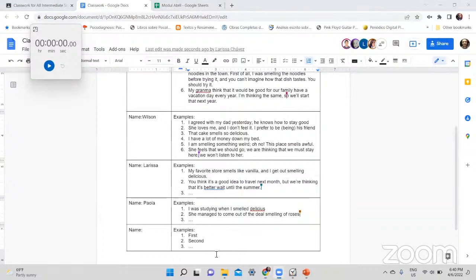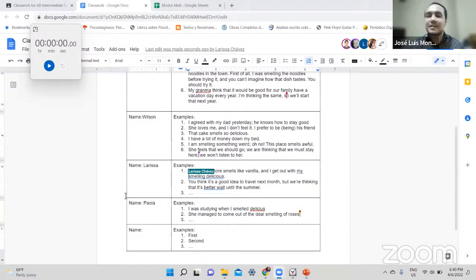Okay, I'm smelling something weird. Oh no, this place smells awful. She feels that we should go. We are thinking that we must stay here. We won't listen to her. Thank you very much, Wilson.